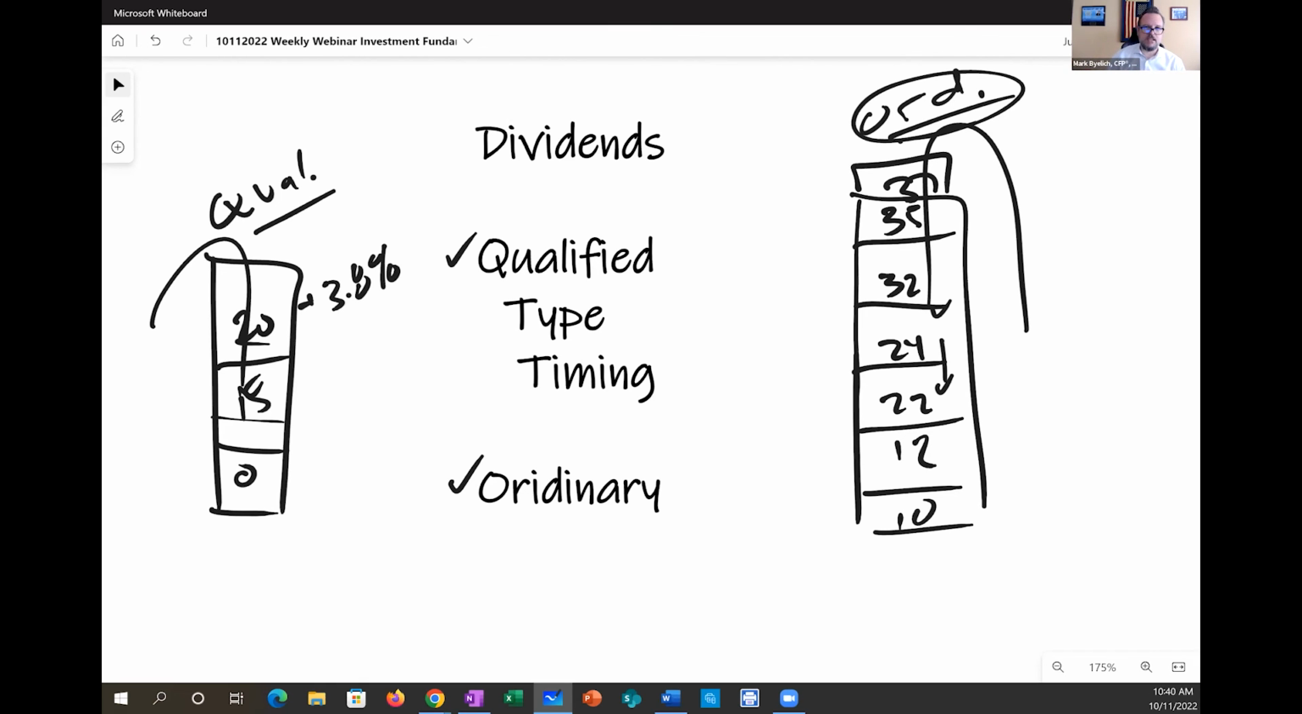Of course, any of the ones I told you that are not qualified, REITs, real estate investment trusts, master limited partnerships, also business development companies, they don't qualify. They're ordinary dividends. So you wouldn't necessarily know without asking your advisor or going direct to the custodian.